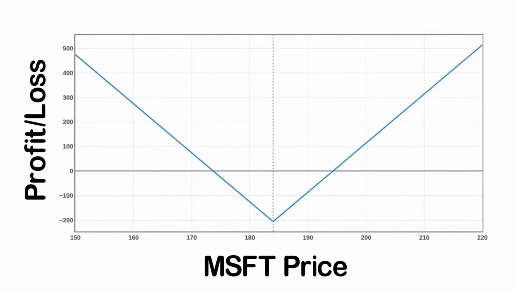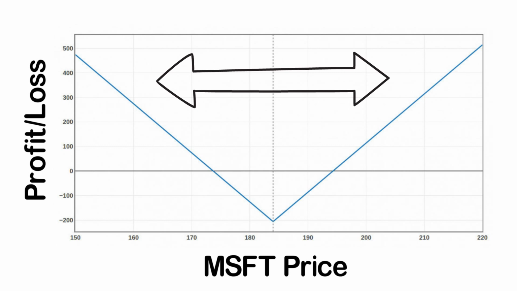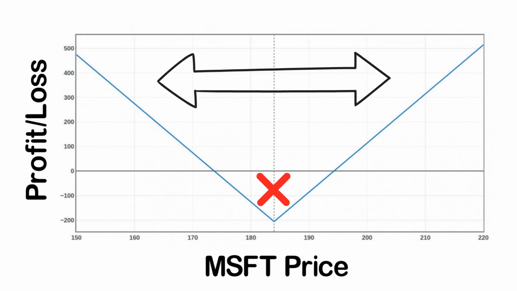As you can see, the further Microsoft's price moves, the greater this position's profit. The direction of Microsoft's price move is completely irrelevant as long as the price moves in one direction. This position only loses if your market assumption was dead wrong and Microsoft's price doesn't budge at all.